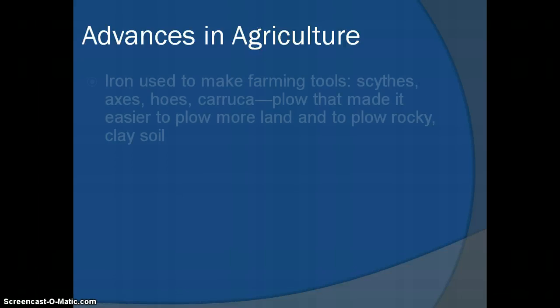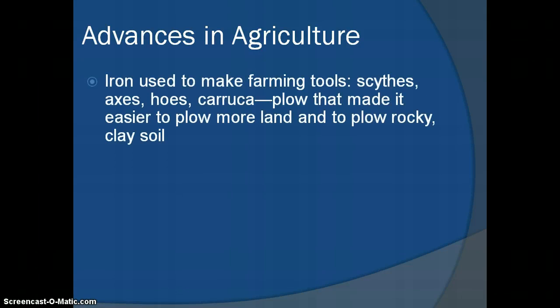Next, what we're going to see is there are some advances in agricultural practices. So the first thing is that we see that iron is used in farming tools, and one of the tools that is made of iron is the carruca, which is a plow, and this is going to be really significant to have an iron plow because it's going to make it easier to plow more land. So plowing is what you do when you turn the soil to prepare the soil for planting. And then it's also going to let them plow rocky clay soil. So something that was very difficult before, they are able to plow it now.